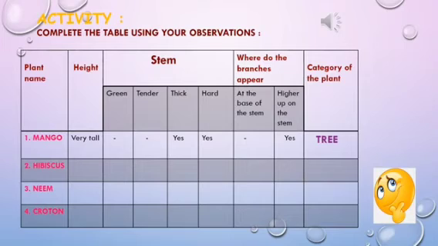Mango, the height is very tall. The stem, as you all know, is very thick and hard. What about the branches? They appear higher up on the stem. So all these characters show that mango is a tree. Similarly, you are going to observe the height of the plant, the stem, the branches in case of hibiscus, neem, croton, and conclude whether it is a herb, shrub or a tree.